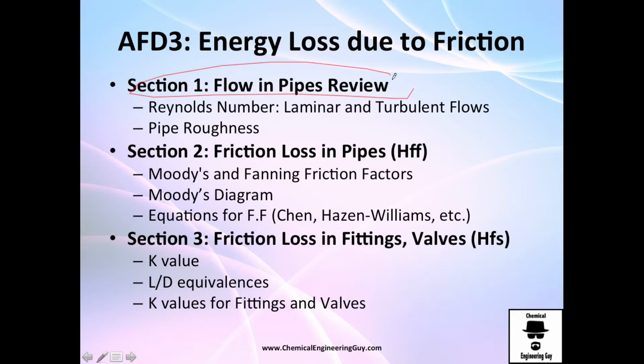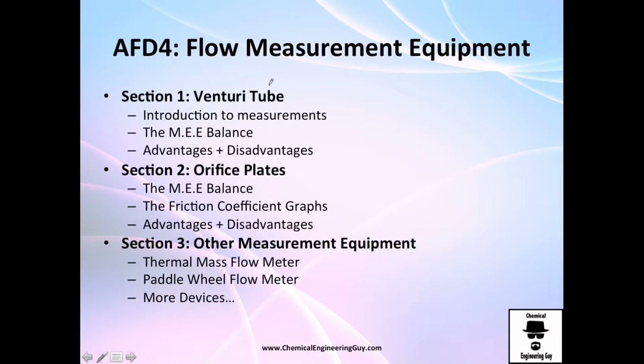One thing is to know that friction exists, and the other is how to calculate it. We're going to calculate in the pipe due to pipe roughness, and also we're going to calculate those friction factors and some equations and diagrams for that. Then friction loss in fittings and valves, K value, pretty similar. Eventually, we find out how to measure velocity or volumetric flow rate with this type of equipment: venturi tube, orifice plates, and many other sensors that exist nowadays.